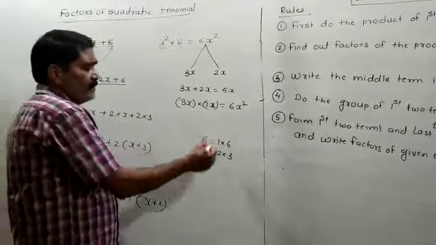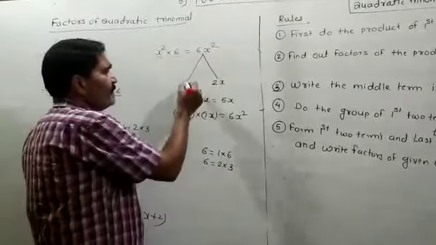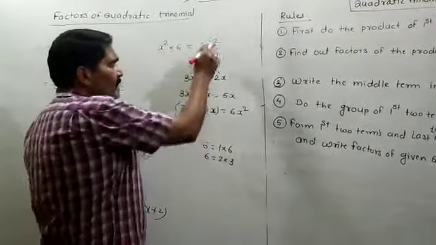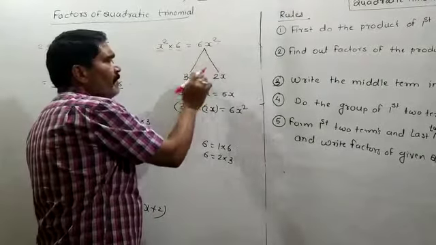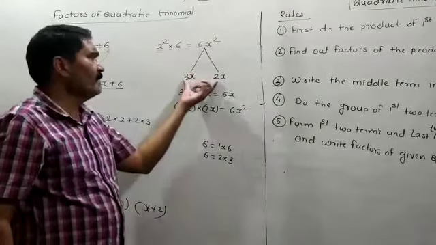So I will choose the factors 2x and 3x, 3x and 2x. This x square means x into x, and this 3 multiplied by 2 you have to say is 6.